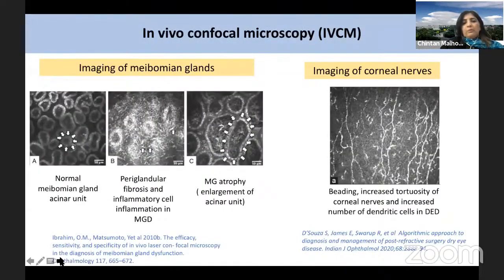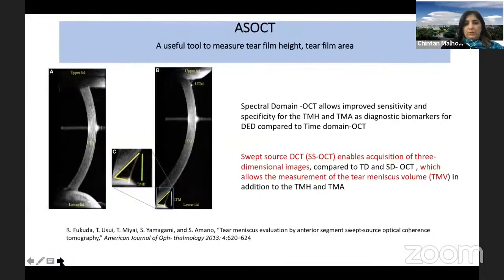In vivo confocal microscopy is more of a research tool, but it definitely shows us the structure of the meibomian glands, where in meibomian gland dysfunction, the glands do tend to become fibrosed, and there are a lot of inflammatory cells. It has also been used to image the corneal nerves, which show beading and increased tortuosity. So this can be a useful quantitative tool for research purposes, but for routine clinical practice, I don't think this is for a dry eye workup.